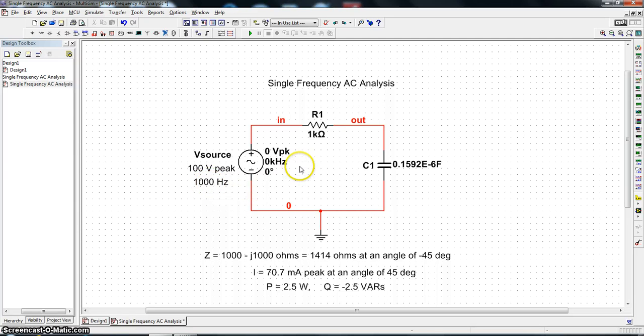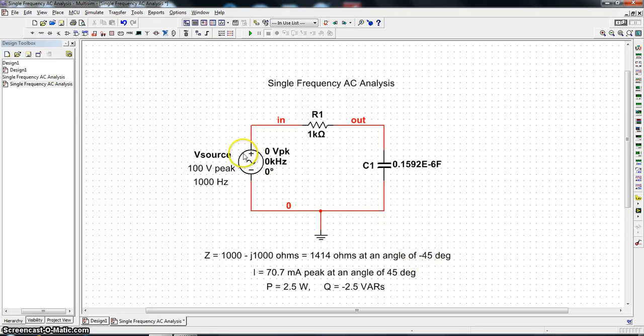Now if one calculates the impedance of the capacitor at 1000 hertz, or 6283 radians per second, for this value of capacitance you will have minus J1000. And since the resistance has a value of 1000 ohms, you have an impedance looking into the circuit of 1000 minus J1000. So that would be 1414 ohms at an angle of minus 45 degrees.